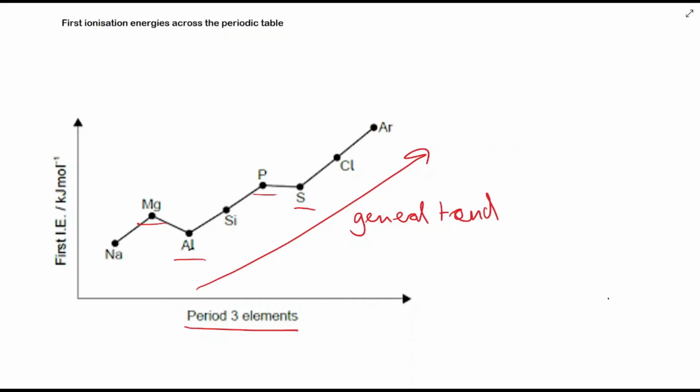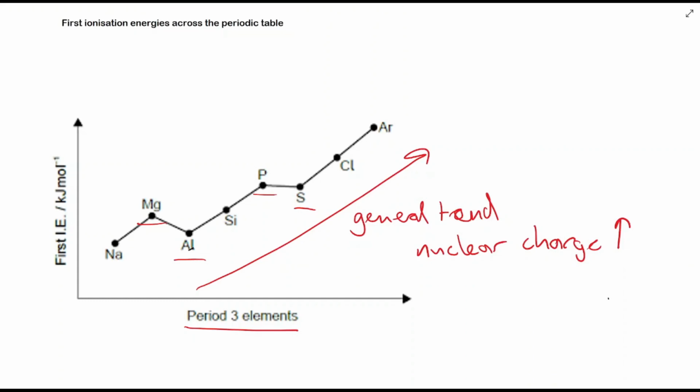Our current Bohr model of the electron configuration does not fit this. The general trend is quite easy to explain. In the general trend, as we go along the period, the number of protons in the nucleus increases. We say the nuclear charge increases.